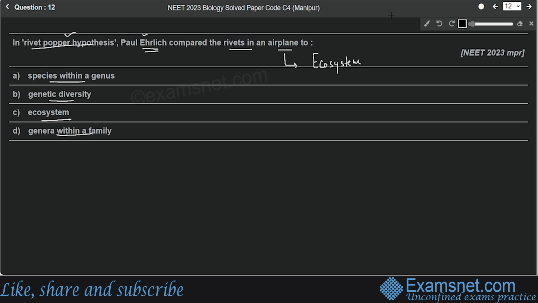The rivets, which are used to connect all parts of the airplane, are compared with the species. Therefore, these rivets represent species within a genus. Okay, option A will be the correct answer.